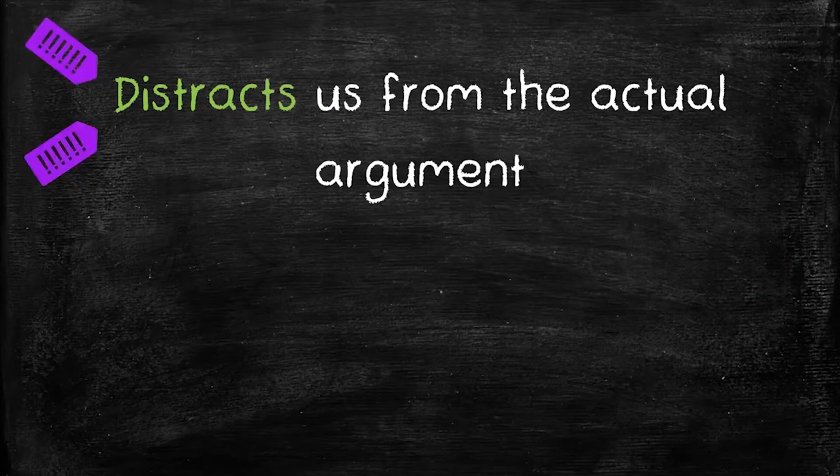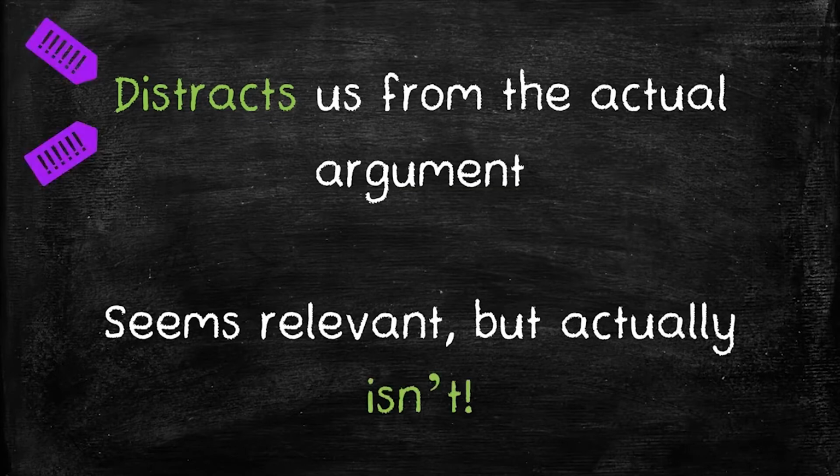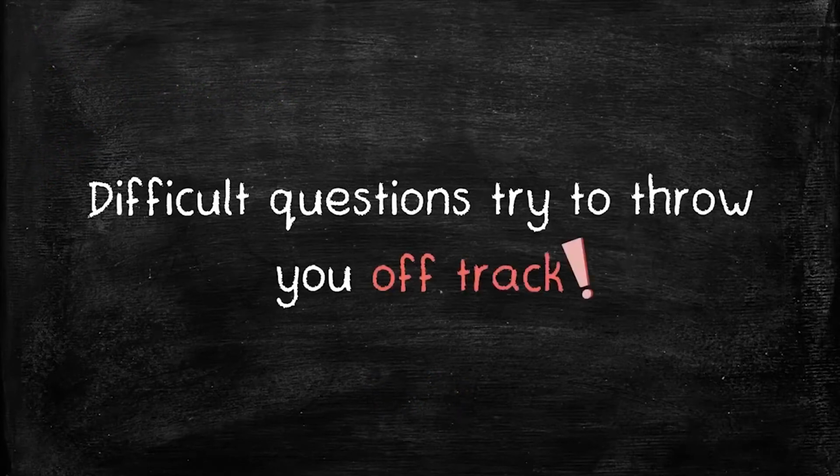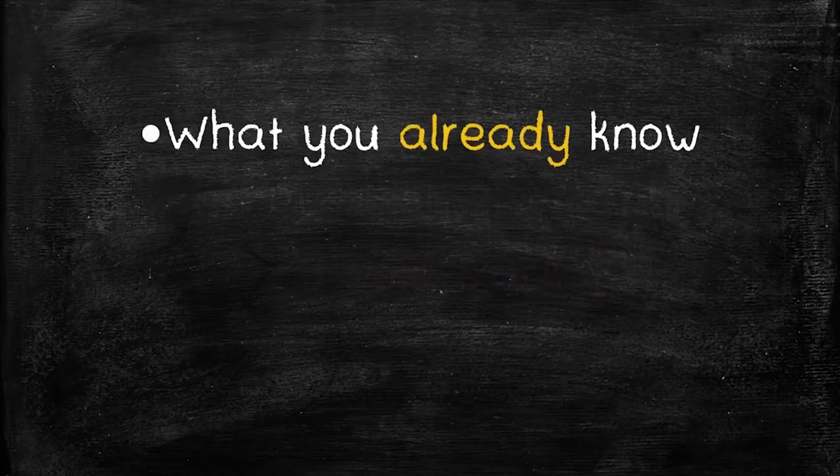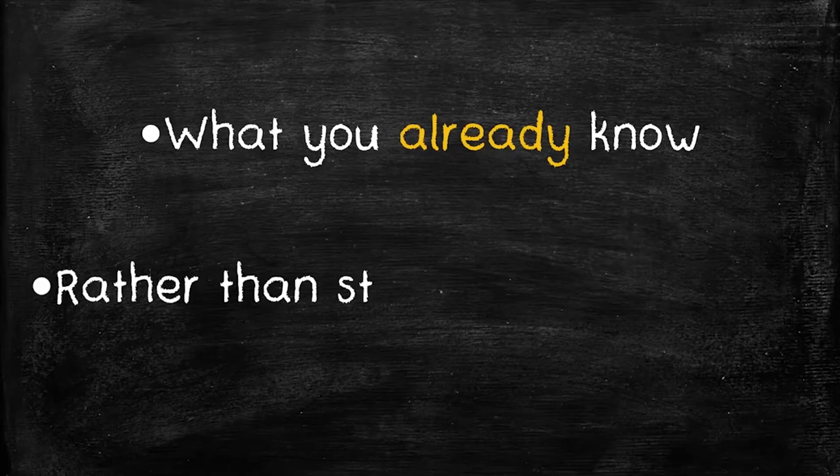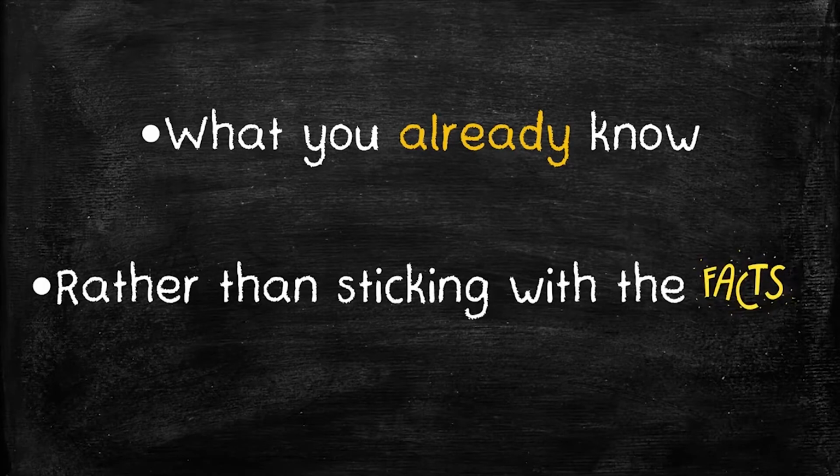Red herring is something that distracts us from the actual argument with some information that seems relevant but is actually not related to the argument at hand. Difficult questions in critical reasoning try to throw you off track by introducing concepts which trap you into thinking on the basis of what you already know or bring in biases rather than sticking with the factual information given.